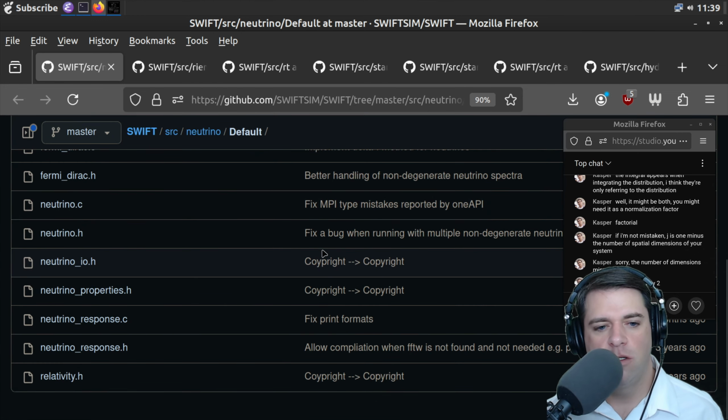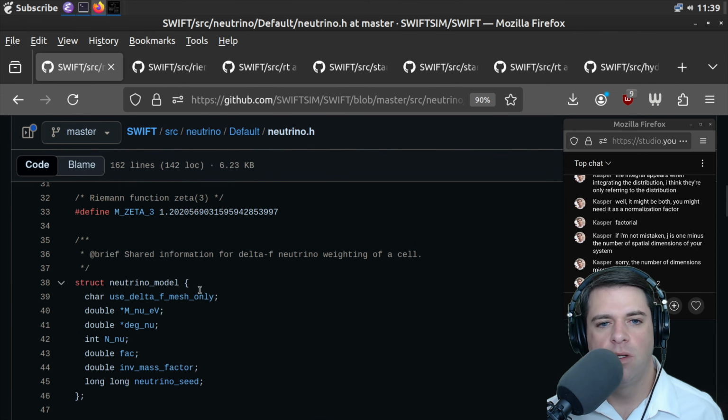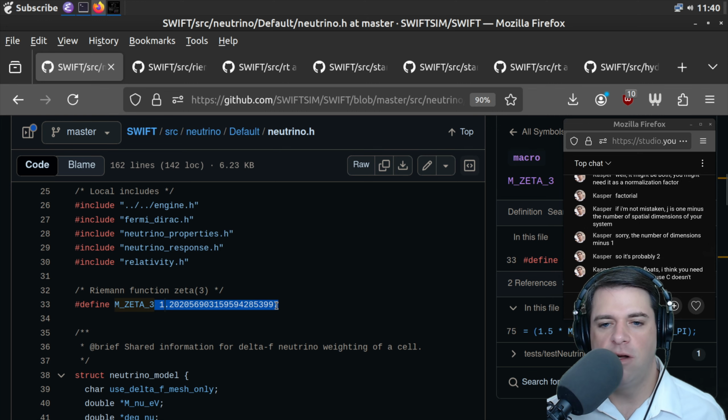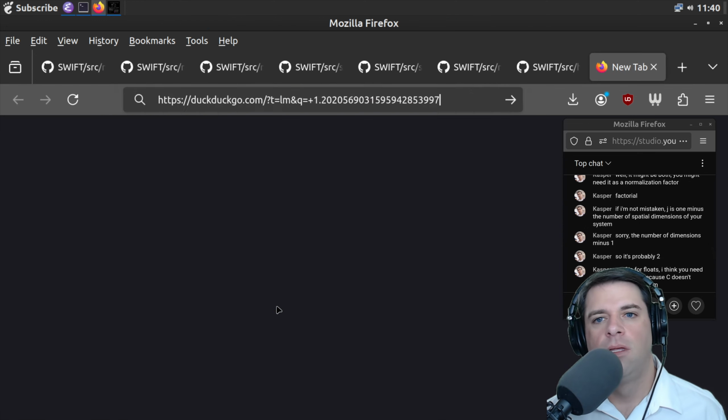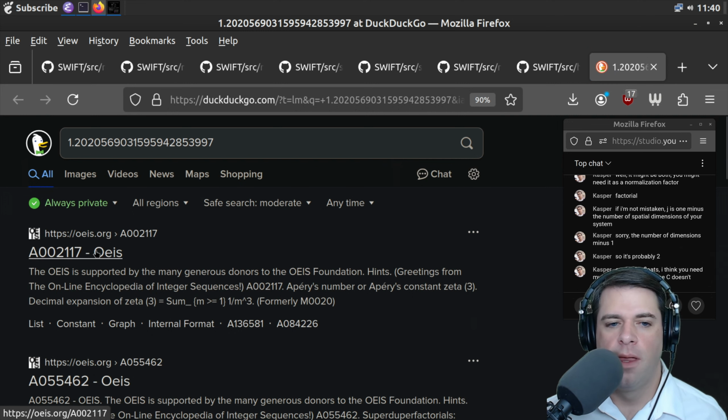Cool. This is all very cool. I don't know what a neutrino header is, but maybe it's going to tell me something cool. We've got this m zeta 3, some number. Oh, it's the Riemann function zeta of 3. Let's see if the internet knows about this. XPF is for floats. Oh, yeah, good point.